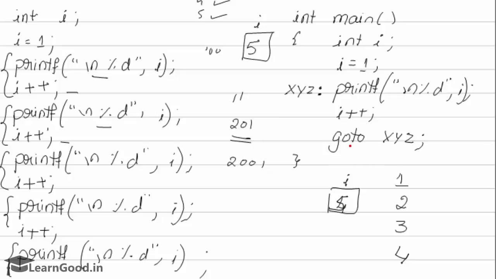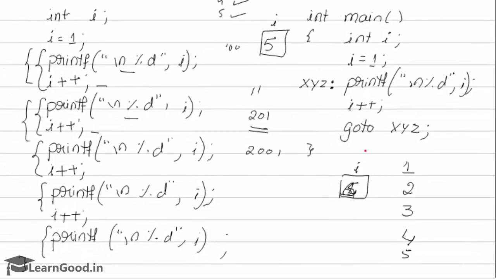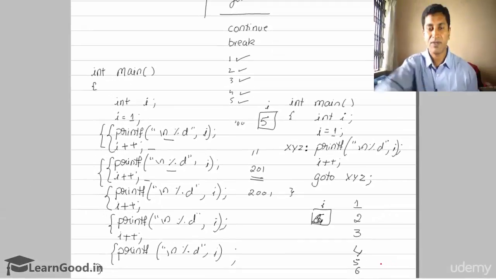Again go to XYZ, goes back, again printf I, so 5 is displayed. Again I plus plus, it becomes 6. Then again go to XYZ, it goes back and displays 6. Then in the same way 7, 8, 9, 10, continuously, it will not stop. The program will never get terminated because it is an infinite loop. We have blindly specified go to XYZ. It will never come down to the next line at all.